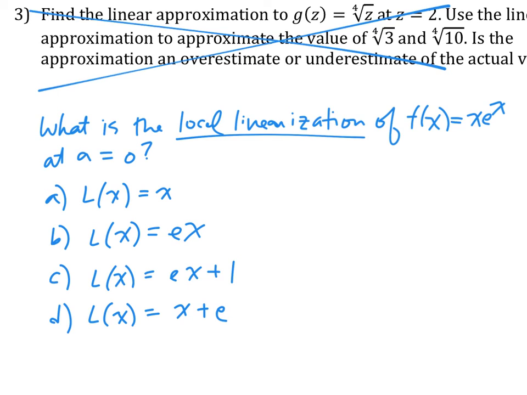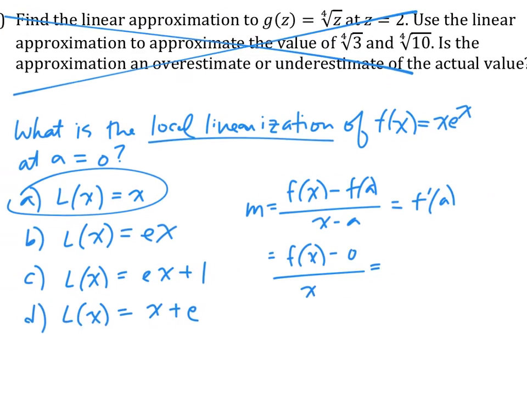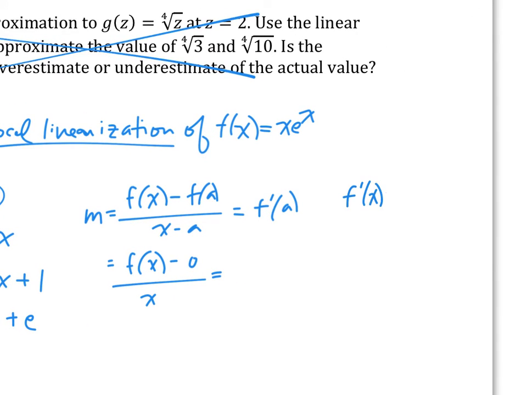Okay, which one? A. Yes. Can you explain? Okay. M is equal to f of x minus f of a over x minus a, equals f prime at a. F of x minus f of 0, which is 0, over x minus 0. That's just x. Then the derivative is product rule: x e to the x plus e to the x at 0, which is 0 plus 1. So 1. Then just f of x equals x.